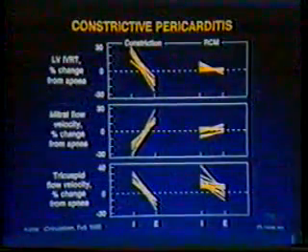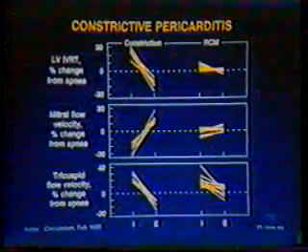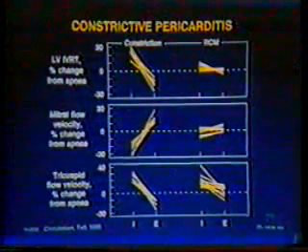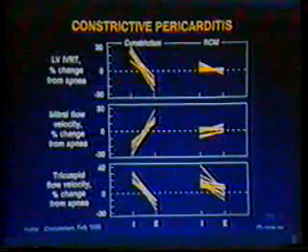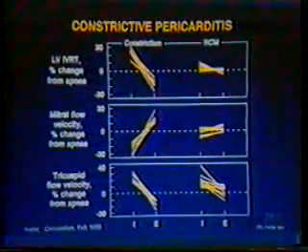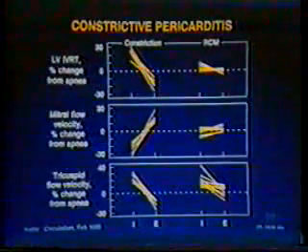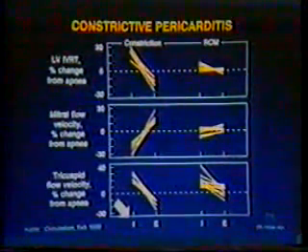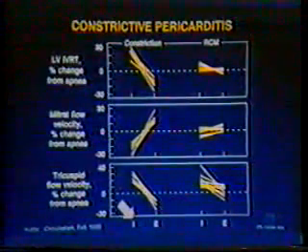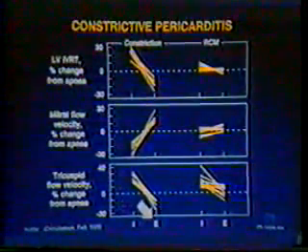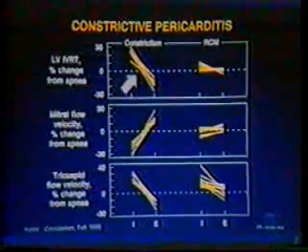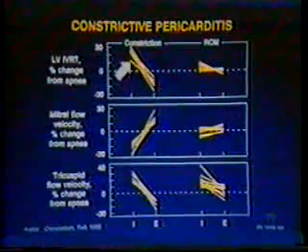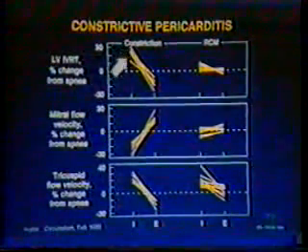Dr. Hatley has examined the Doppler profiles from a series of 7 patients with constrictive pericarditis and compared them to 20 healthy subjects, as well as 12 patients with restrictive cardiomyopathy. This figure is from her article. I and E indicate inspiration and expiration. For each parameter, the zero line is the magnitude during apnea. So the data points represent the percent change compared to apnea.